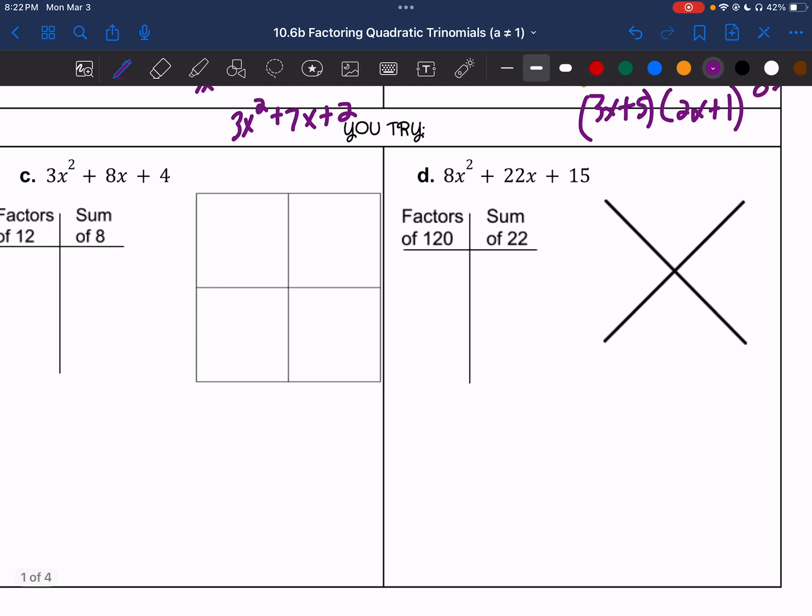All right, I want you guys to try letters C and D on your own. I'm going to encourage you to try both methods as we go throughout these notes so that you could hopefully get a feel for whichever one is the most comfortable for you to use as you work.